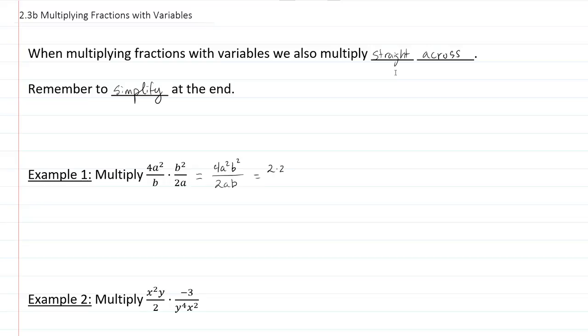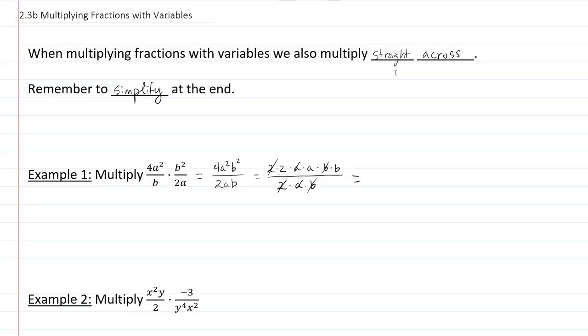So 4 is 2 times 2, right? And a squared is a times a, and b squared is b times b. Our denominator, we can't expand anything. There are no exponents, and 2 is a prime number. So we have 2ab on the bottom, multiplied together, and now we start canceling common factors. 2 cancels with the 2, an a cancels with an a, and a b cancels with a b.